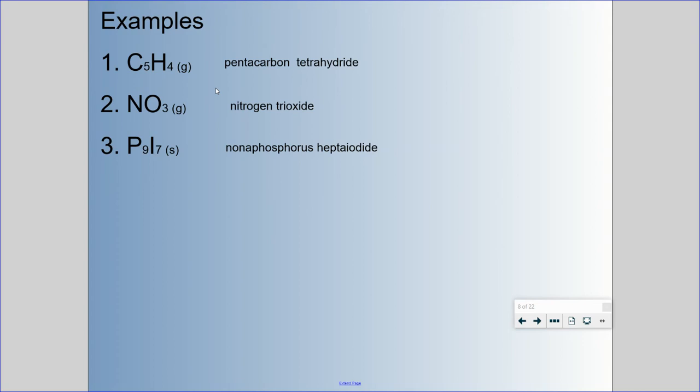Okay. It's no different than when we're naming ions and we're naming anions, those negative ions, we call them the fluoride ion, the nitride ion. Okay, it's because we add the IDE ending.